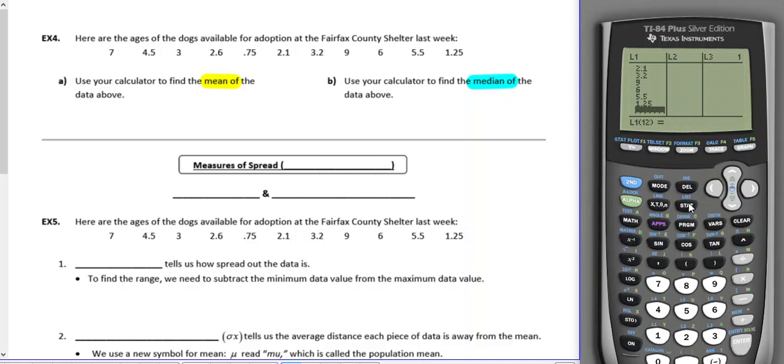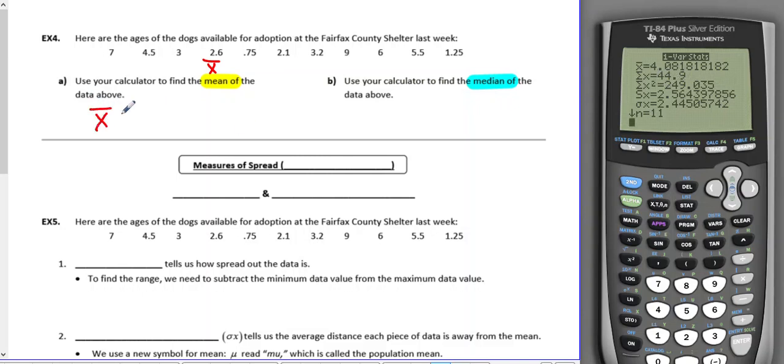So now to find the mean, we would go Stat, Calc, and we want the first option, 1 Var Stats. Hit Enter, go to Calculate, hit Enter, and it gives us our list. Now remember, our mean is our x bar. So for example 4, our x bar is a decimal, and we are going to round it to 2 decimal places. So I'm going to say my x bar equals 4.08.